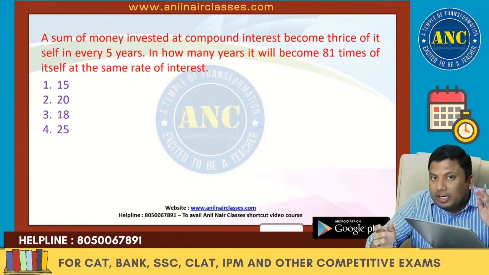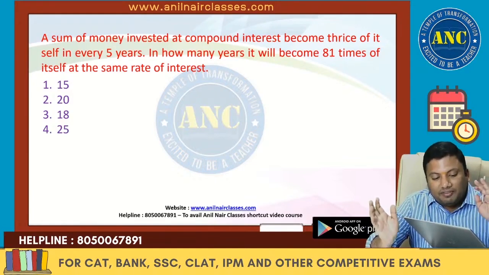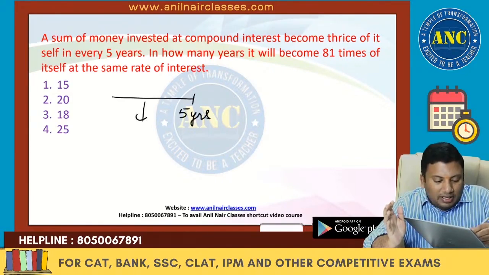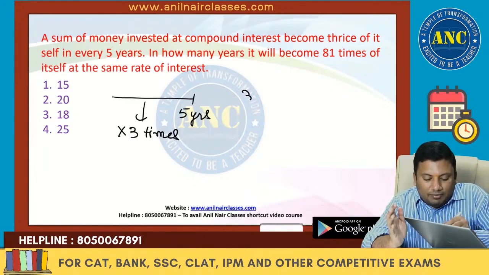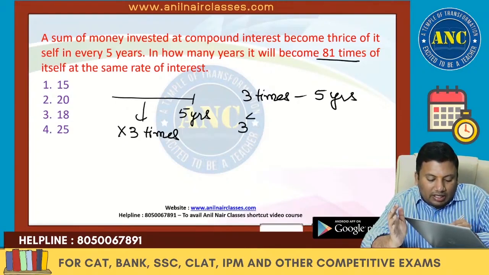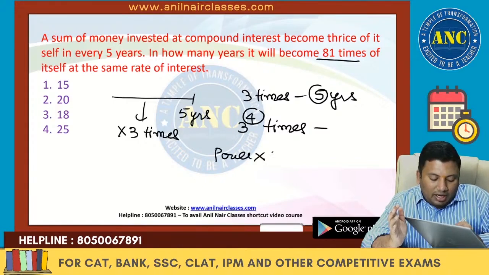In compound interest problems, the ratio or the multiplication factor always remains the same. For every 5 years, it will become 3 times. But I want 81 times. 81 times is nothing but 3 power 4. The answer is power into number of years.